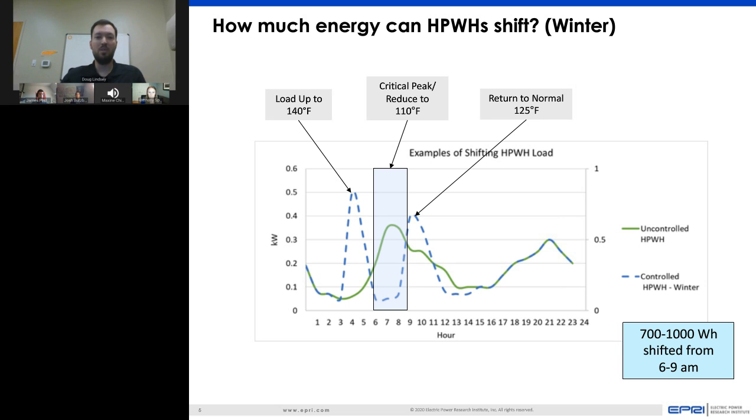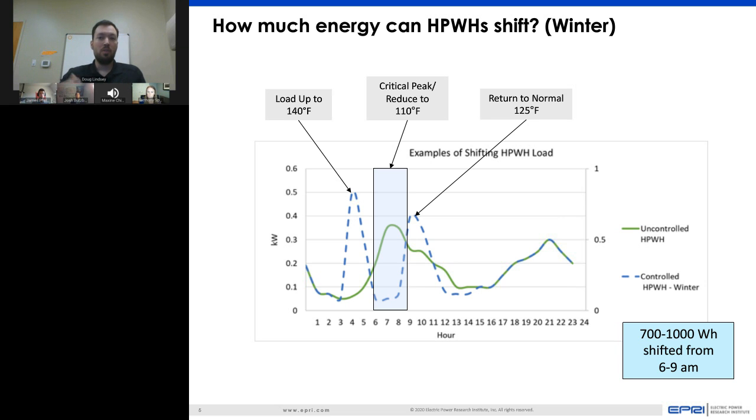Larger homes have more ability to shed and shift, whereas 1 or 2 person homes might not have as much ability to shift. But on average, I think there's 700 to 1,000 watt hours available through a 3-hour time period, shifting before and after. And so I've got a load up event followed by a critical peak event. And a critical peak, if you don't know, is more aggressive than load shed in the CTA commands.